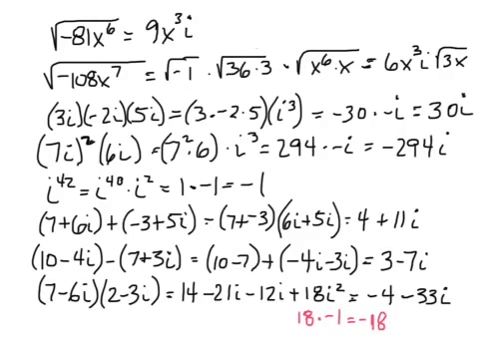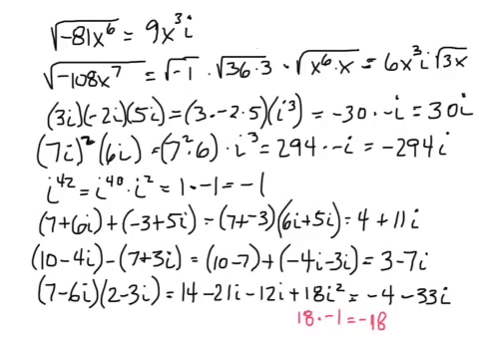Then you'll have some expressions that you'll add together. 7 plus 6i plus negative 3 plus 5i. And we handle the numbers together, 7 plus negative 3, and we handle the imaginary numbers together, 6i plus 5i. It's pretty straightforward. 7 plus negative 3 is 4. 6i plus 5i is 11i.